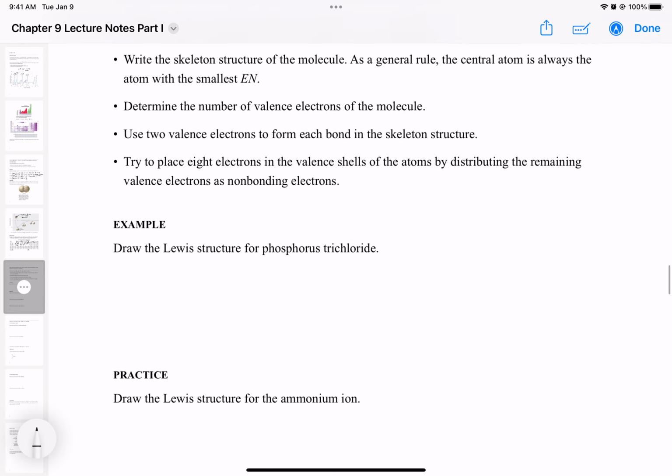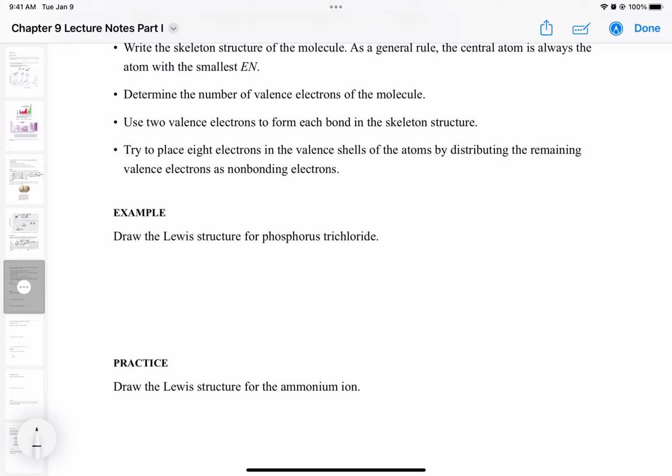Okay. So, for example, let's draw the Lewis structure for phosphorus trichloride. So here we need to be able to translate from name into chemical formula. This is where it gets really important. All right. So phosphorus trichloride is PCl3.